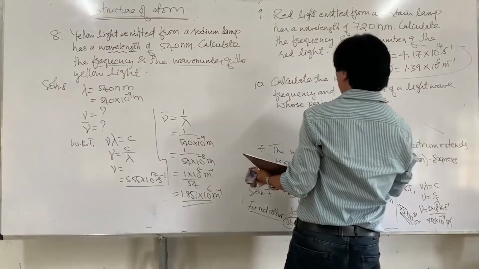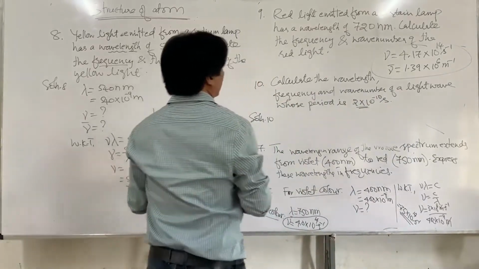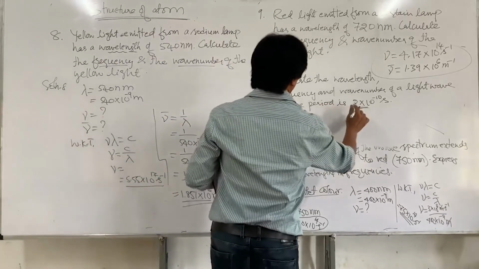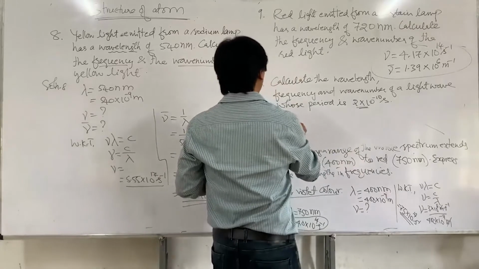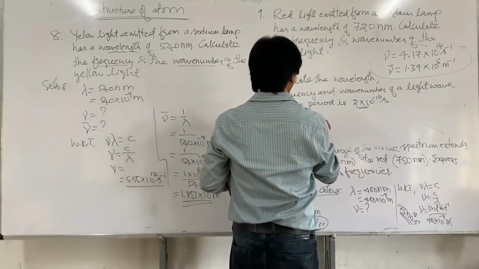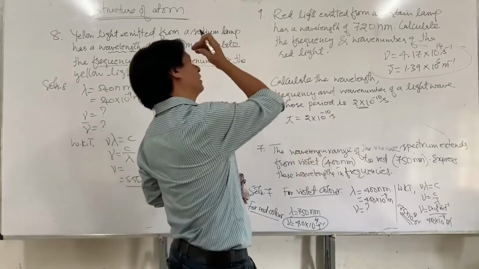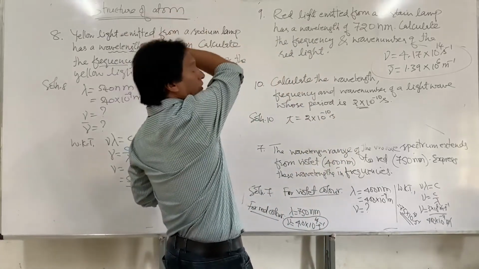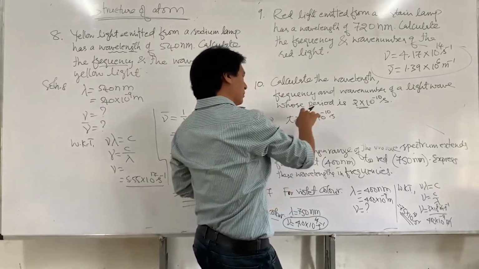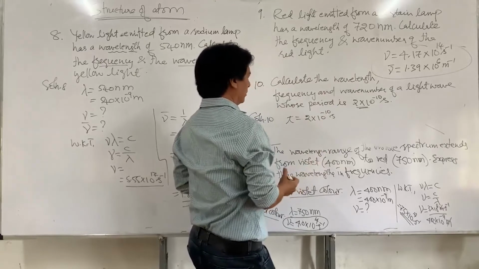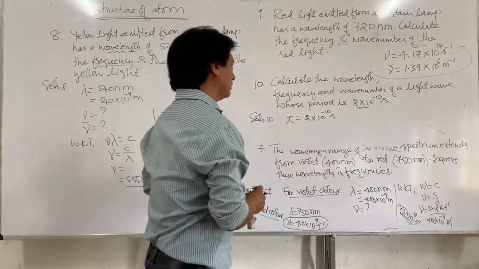This is the time period. So for the solution, you've got to find many things. You're given the time, 2 into 10 raised to the power minus 10 seconds. That is the time period during which the waves passing a point is measured. It is a very short period of time. With the help of this, you can find the frequency.